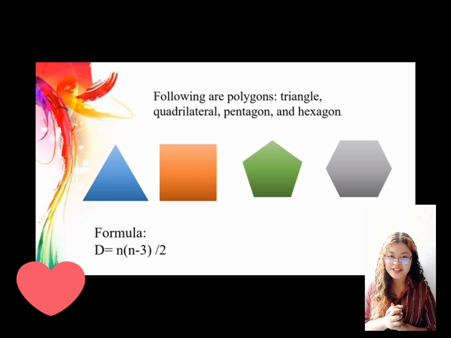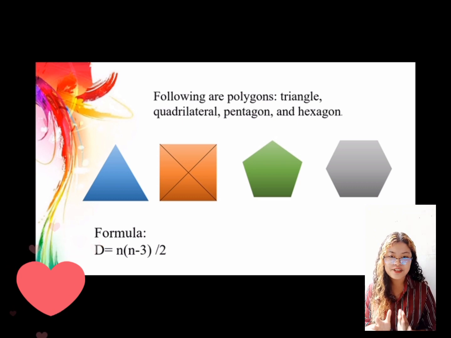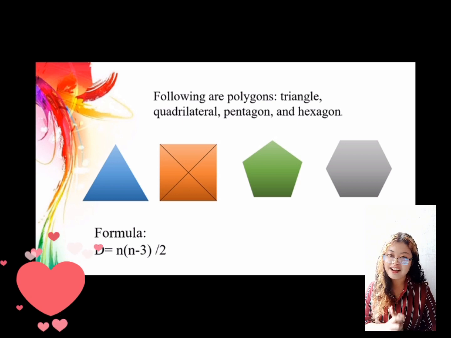Okay, let's start to count. So we have here 1 and 2. So therefore, there are only 2 diagonals that can be found in a quadrilateral, since we can only connect 2 lines in each corner. So the answer is yes, and there are 2 diagonals in a quadrilateral.